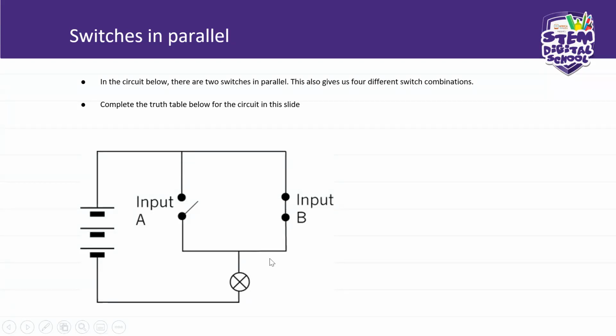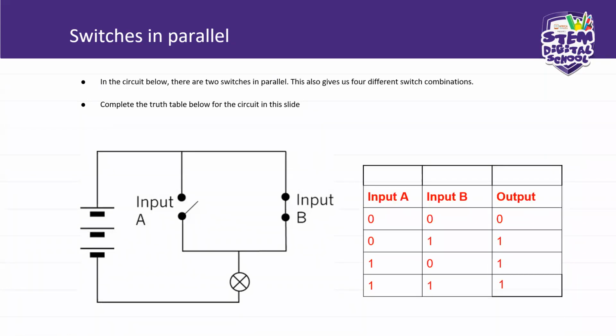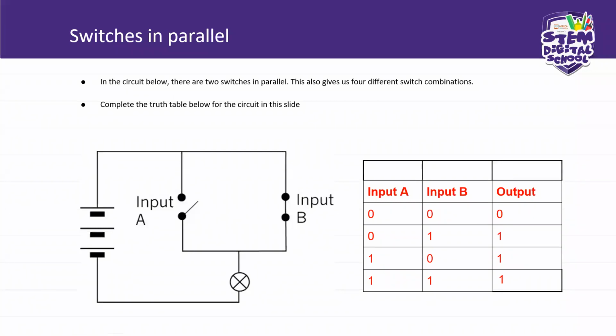Okay, let's look at the truth table for this circuit. This is the truth table. Let us understand this truth table. It's not like the one for series connection, right? This truth table is teaching us something about parallel connections of switches. Input A is open, and so is B. There is no output.